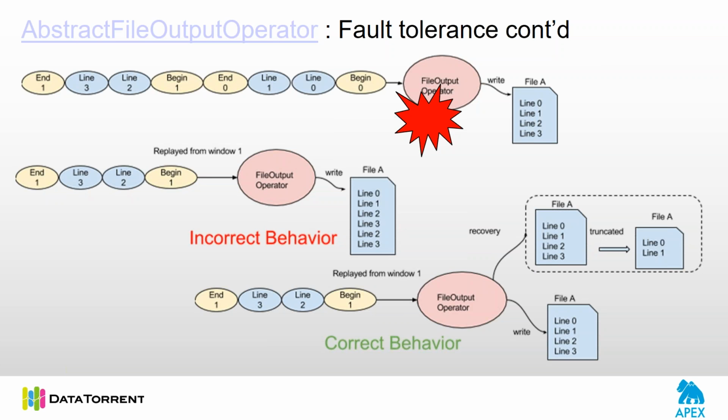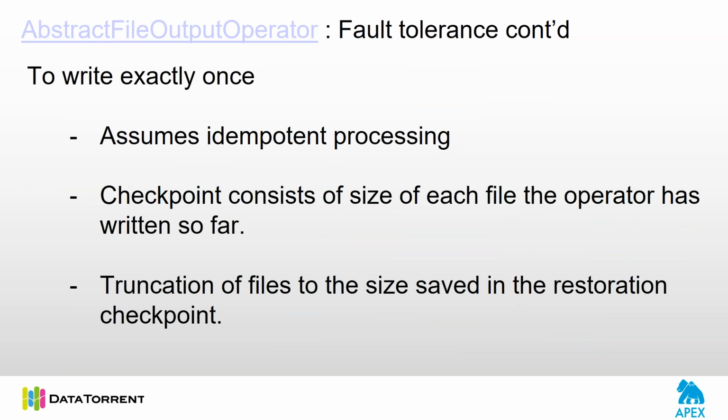So this is how the operator is fault tolerant. Let's look at how the operator is made fault tolerant. To write exactly once, the operator first of all assumes idempotent processing. In this case, idempotent processing means that if a tuple is associated with a particular window, it's always associated with that window. For example, if tuple 1 belongs to window 1, it will always belong to window 1.